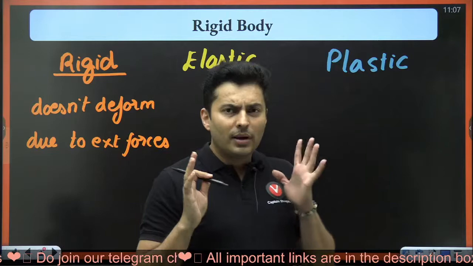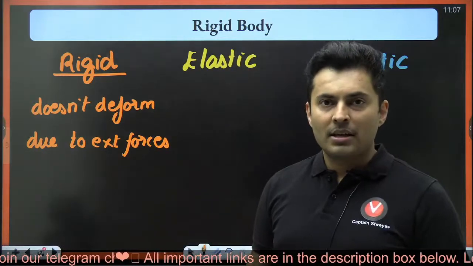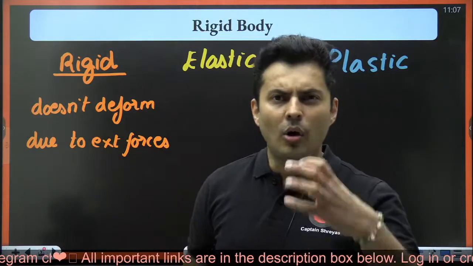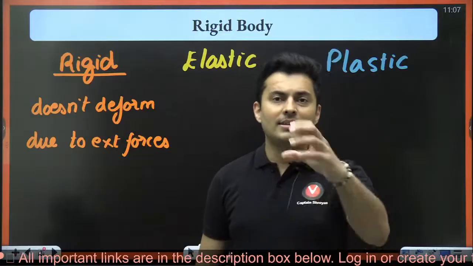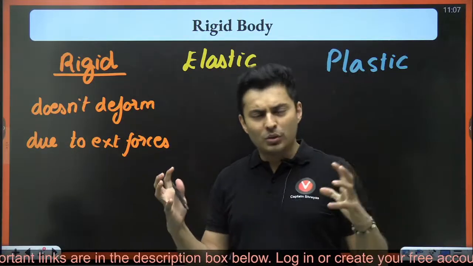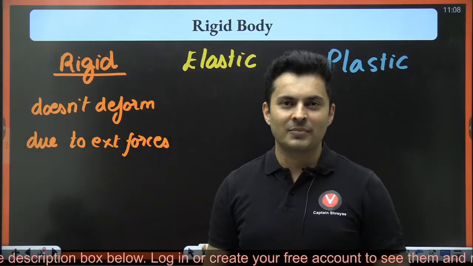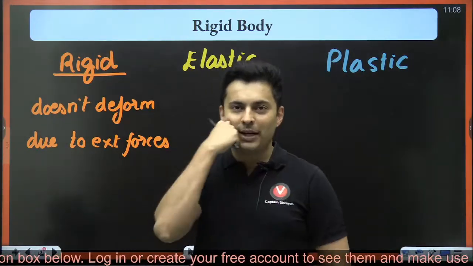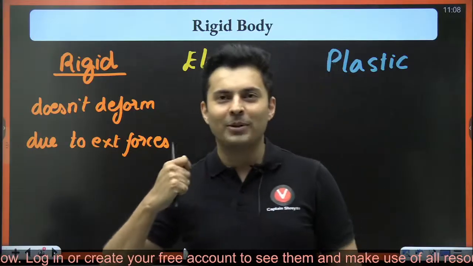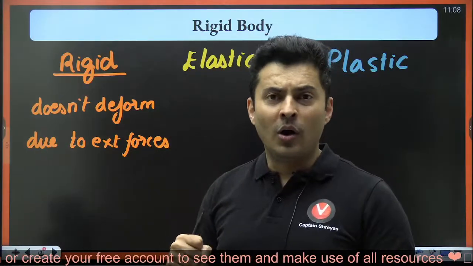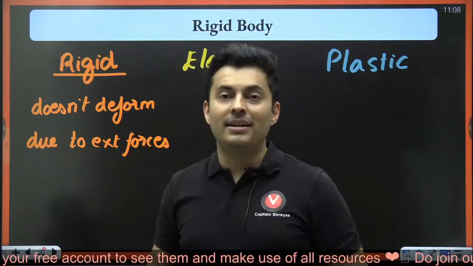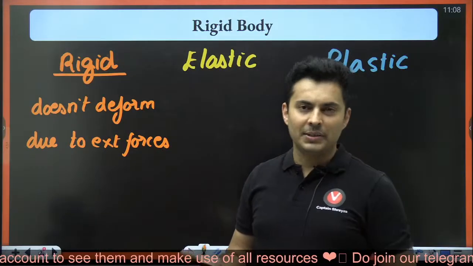That is the meaning of rigid body. You might think of diamond or a heavy rock as an example where you apply huge force, but still there is hardly any change in the shape or size. But if you apply a force on your friend, his cheek will get deformed. Or you apply a force on a plant, the plant will bend. It is not a rigid body.